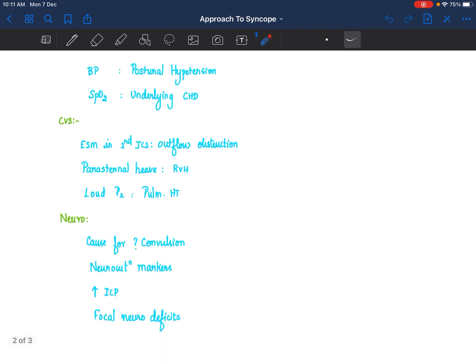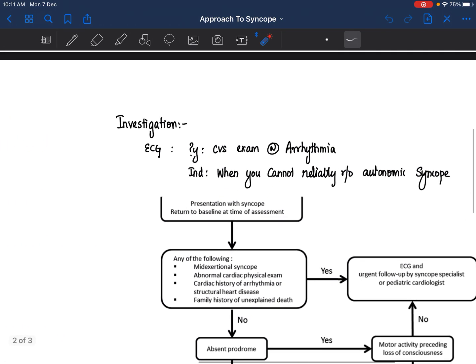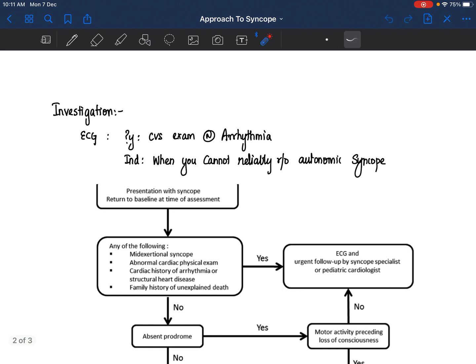Neurological examination is for us to know whether the patient had indeed had a seizure rather than a syncope. If you are suspecting seizures, look for the cause of seizures. Look out for neurocutaneous markers. See if the patient has signs of raised ICP. See if the patient has post-seizure focal neurological deficits. That will give you a clue that this was not a simple syncope but was indeed a seizure.